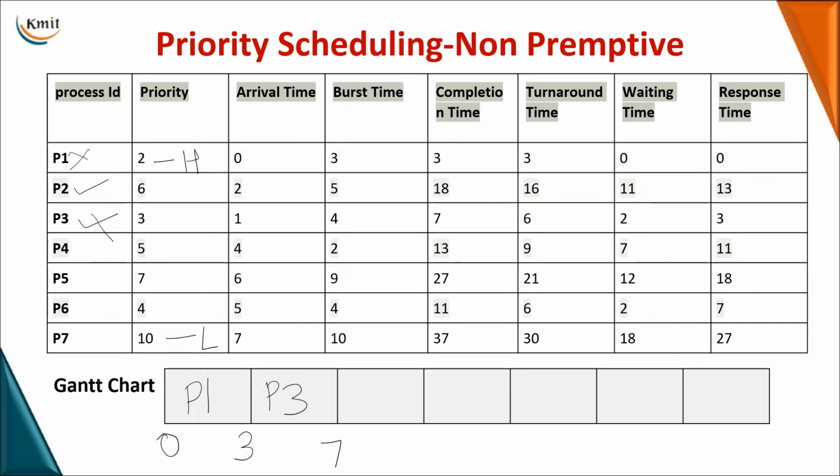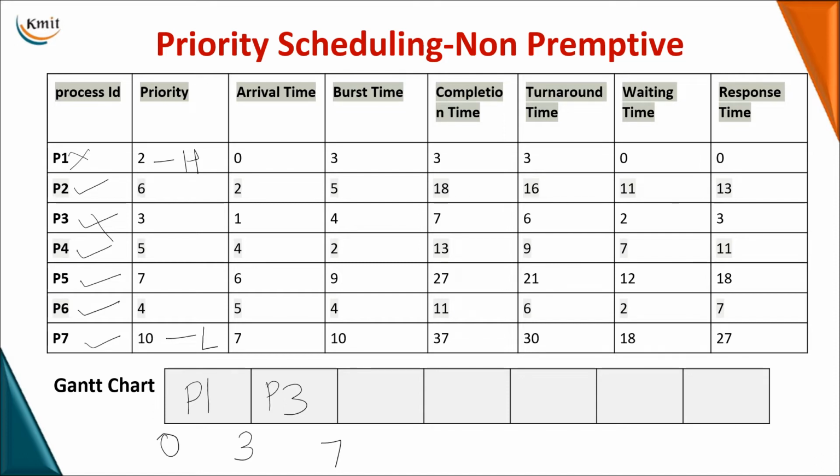Now you are at the 7th millisecond. Identify the processes present according to arrival time. You have P4 in your queue, you even have P5, P6, and P7. So all the processes are now there. Now you have to check the priority of these processes.